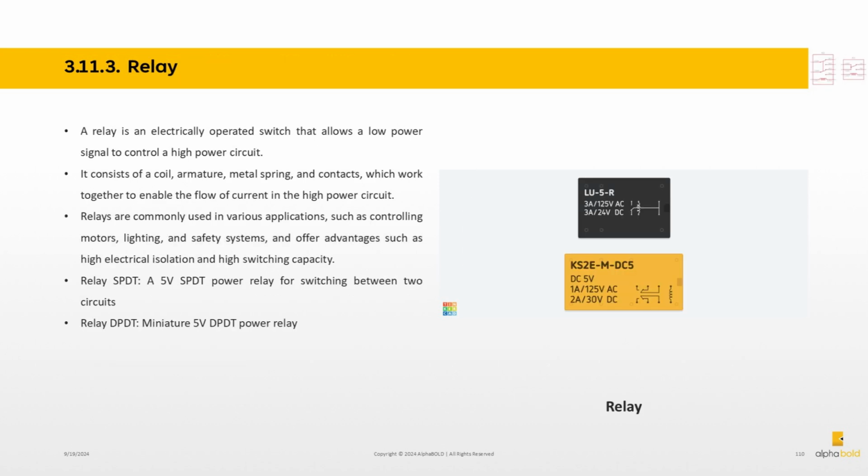A relay is an electrically operated switch that allows a low-power signal to control a high-power circuit. It consists of a coil, armature, metal spring, and contacts, which work together to enable the flow of current in the high-power circuit. Relays are commonly used in various applications, such as controlling motors, lighting, and safety systems, and offer advantages such as high electrical isolation and high switching capacity. Relay SPDT. A 5V SPDT power relay for switching between two circuits. Relay DPDT. Miniature 5V DPDT power relay.